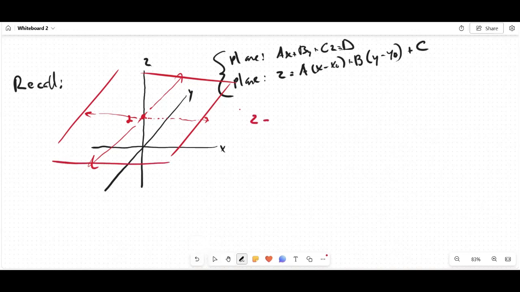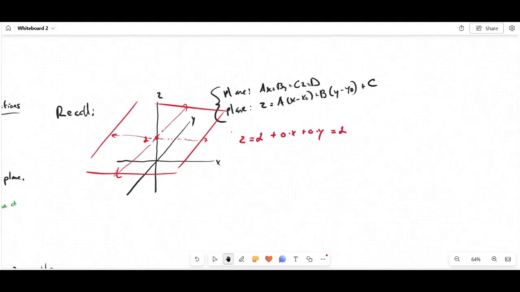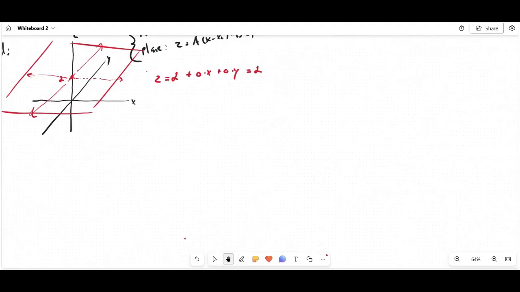we can do this in the following way. We state Z, it started at 2, and we're going to add nothing. That's 0 times however much we go in the X direction. And we're going to add nothing for however much we go in the Y direction. That's the same as just saying Z equals 2. Z equals the constant 2 is a plane. It's a plane that has 0 slope in every direction. It's a flat horizontal plane.